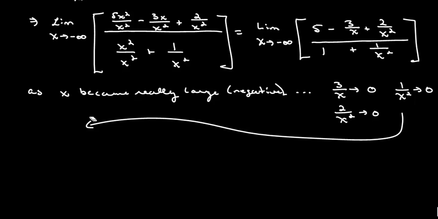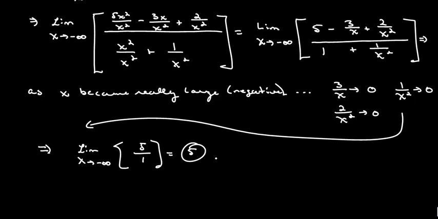So what do we get? Well, those back pieces all go to 0. And so this is going to be equal to the following. Those other pieces are going to go to 0, and so this is just equal to 5.